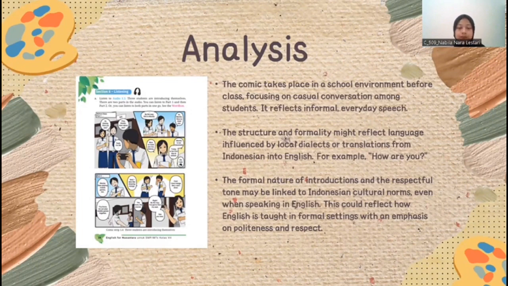It's basically the simple or common phrases that we use in daily conversation, whether it is in Indonesian or English conversation. And then the formal nature of introduction and the respectful tone may be linked to Indonesian cultural norms even when speaking in English. So this could reflect how English is taught in informal settings with an emphasis on politeness and respect. So it means that the formal nature or the formal settings in Indonesian, which means the politeness, we also familiarize it with the conversation in English.